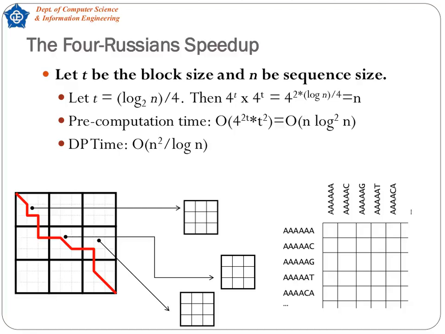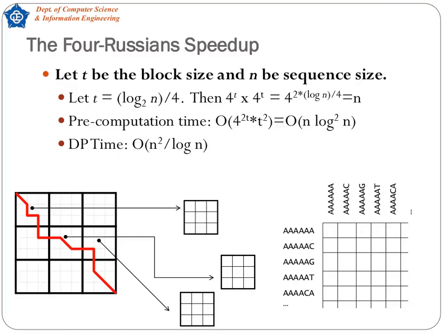Because our alphabet has size 4, each block's boundary conditions can take on 4 different patterns, and stitching 2 such blocks together still covers all n entries in a row or column. Before we dive into the main DP, we spend O(4^(2t) · t^2) time precomputing every possible block result. Since 4^(2t) equals n, that upfront cost is O(n log^2 n).